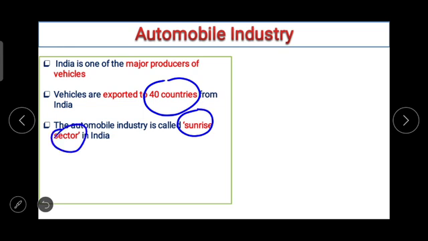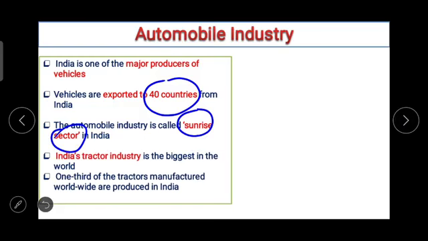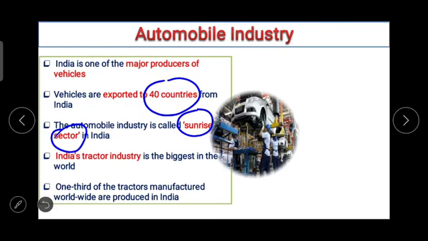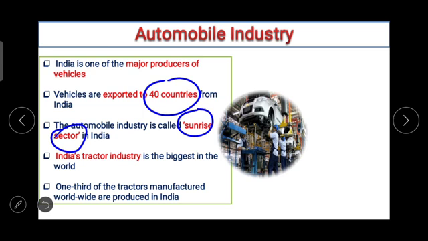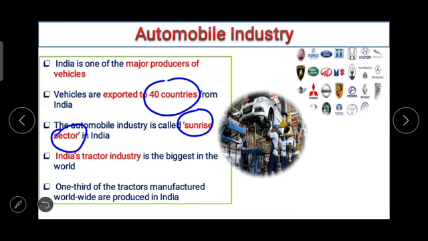And why is it called sunrise sector? Because number of opportunities or the possibilities are there in this industry. Employment is available. India's tractor industry is the biggest in the world. If we talk about the automobile industry, in that tractor industry is the biggest in the world. 1/3 of the tractors manufactured worldwide are produced in India.